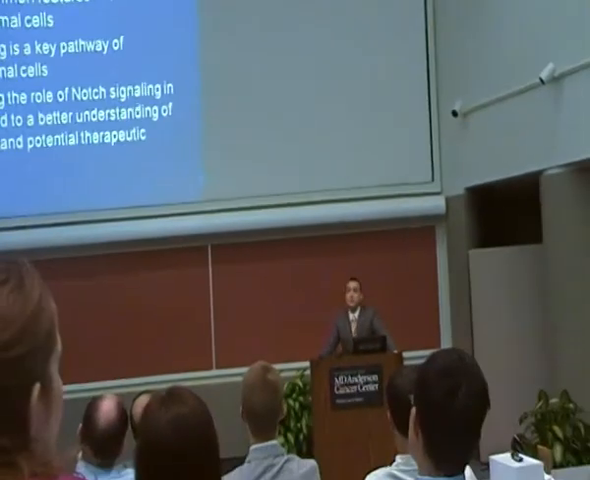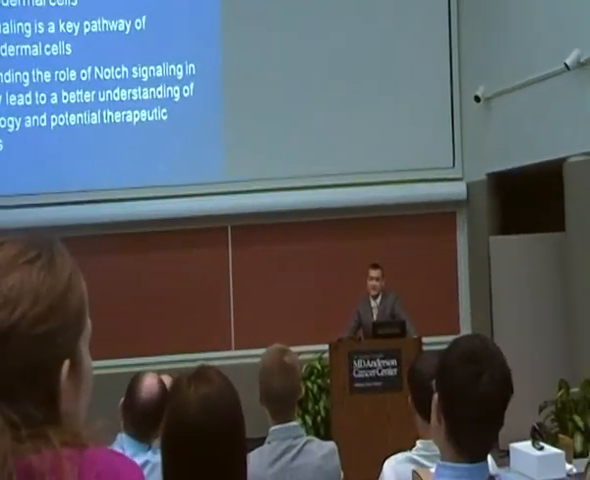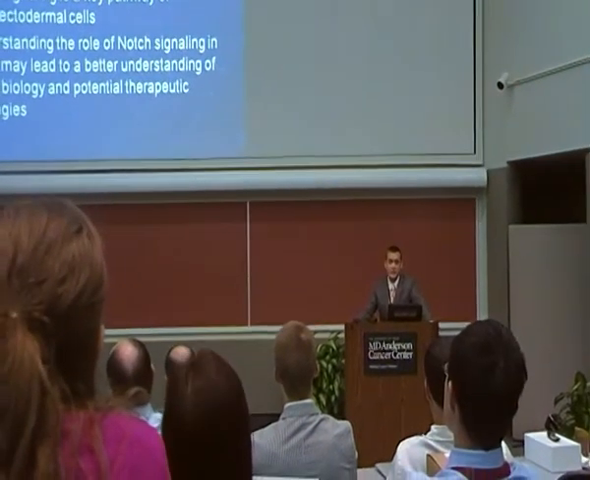What is the cell of origin of GIST? It's the interstitial cell of Cajal. The interstitial cell of Cajal is the pacemaker of the GI tract. They share common features with neuroectodermal cells. In this kind of cells, neuroectodermal cells, there is one pathway that is key. It's the Notch pathway. So we make the hypothesis that addressing the role of Notch in GIST could be interesting to understand more the biology and to find potential therapeutic strategies.